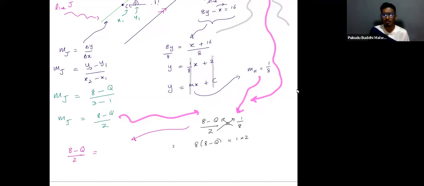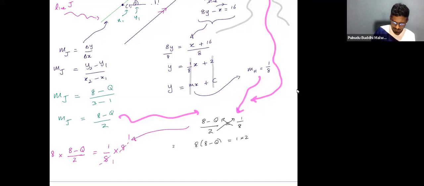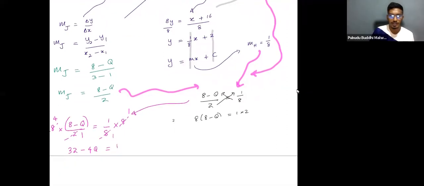Because I don't want to work with these denominators. But I can't multiply by 2 because that way we won't be able to simplify properly. We need the bigger number. Like this, so 4, but we multiply that entire 8 minus Q thing by 4. So 32 minus 4Q equals 1. And if you follow this method, 64 minus 8Q equals 2.